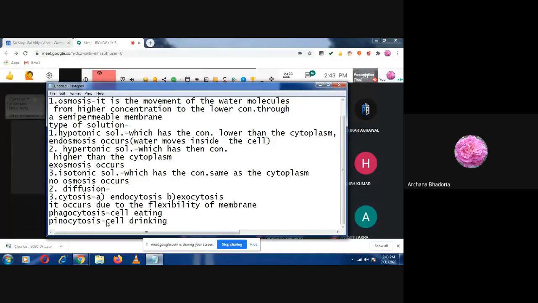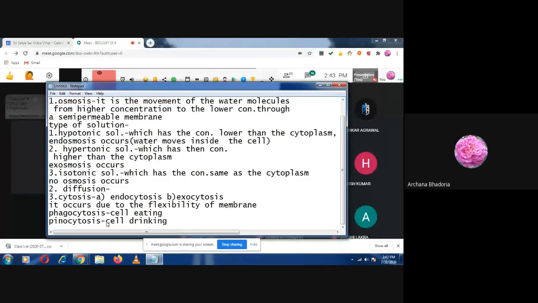Yes, ma'am. Everyone has understood. So I told you three processes. Transport in the membrane happens in three ways: one is by osmosis, another by diffusion, and the third is by endocytosis and exocytosis. Is it clear? So we call it two types of endocytosis: phagocytosis and pinocytosis.